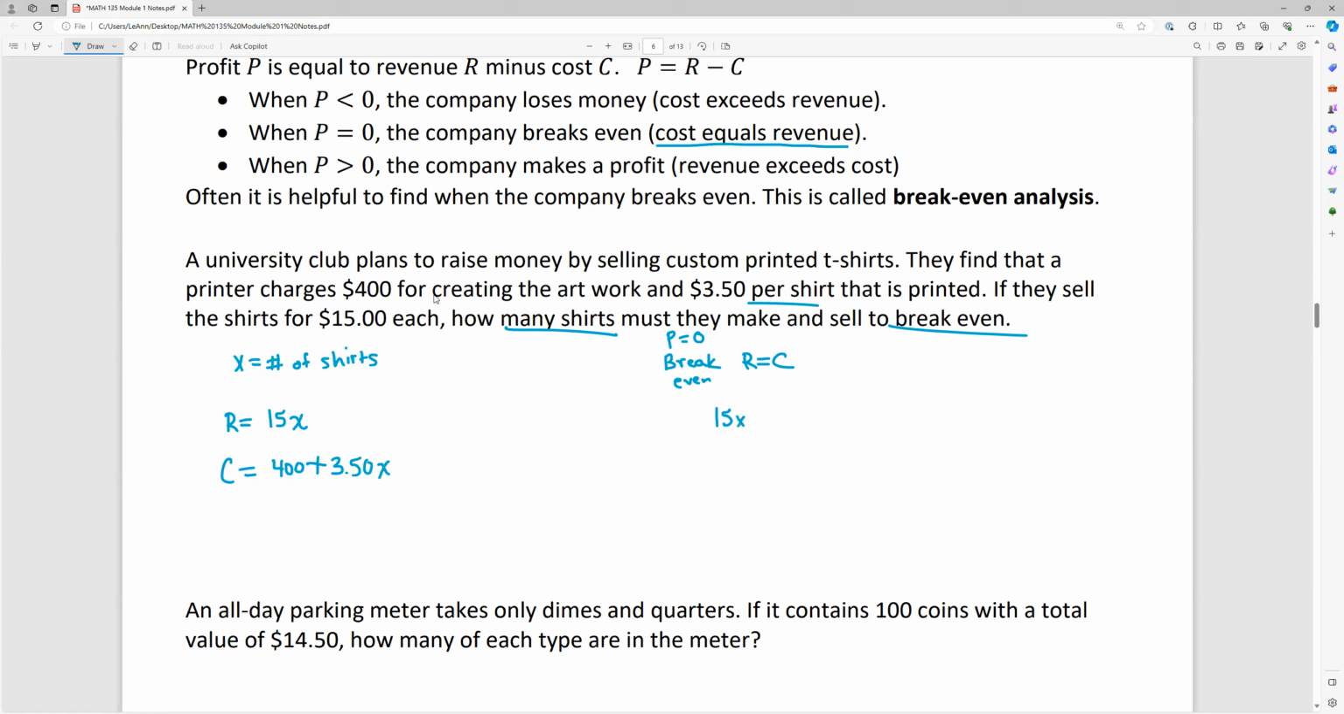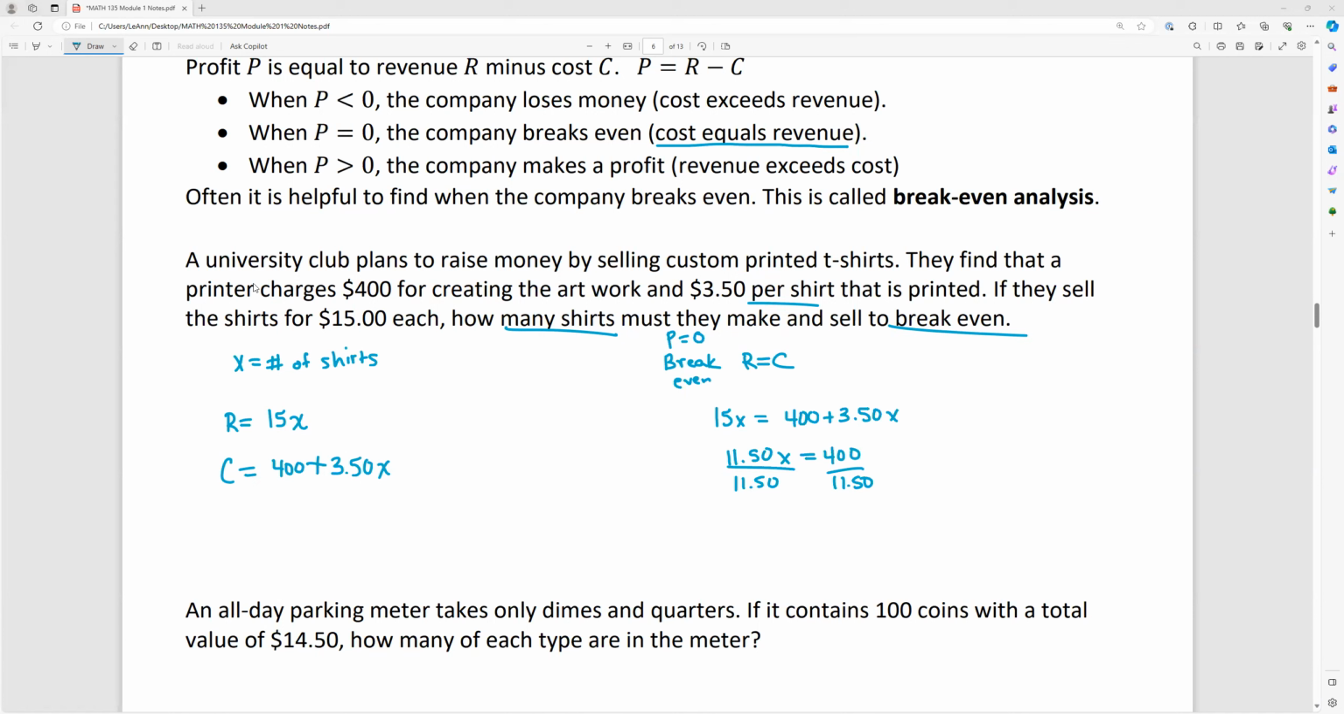This is 15x equals 400 plus 3.50x. I would subtract the 3.50x over to the left side. That's going to be 11.50x equals 400. Divide both sides by 11.50. And again, this is one I believe that comes out to a decimal, so you will defer to your directions, but we're going to round to the nearest integer on this. So I'm getting 34.7826 and it keeps going forever.